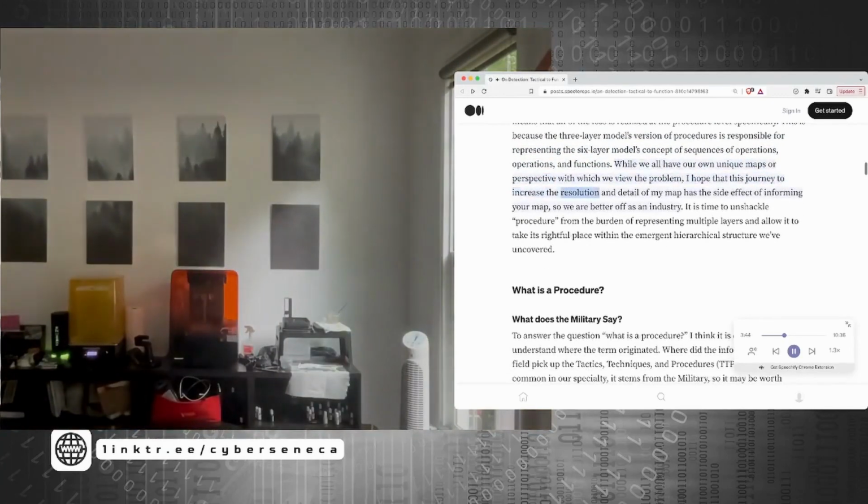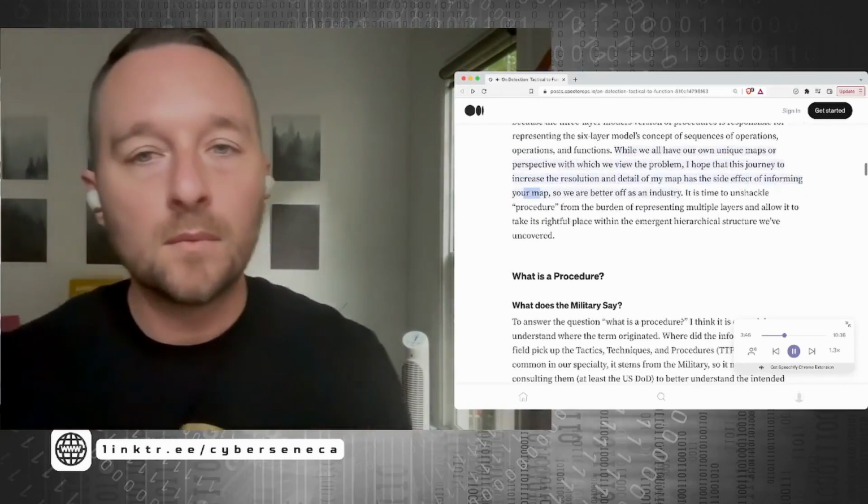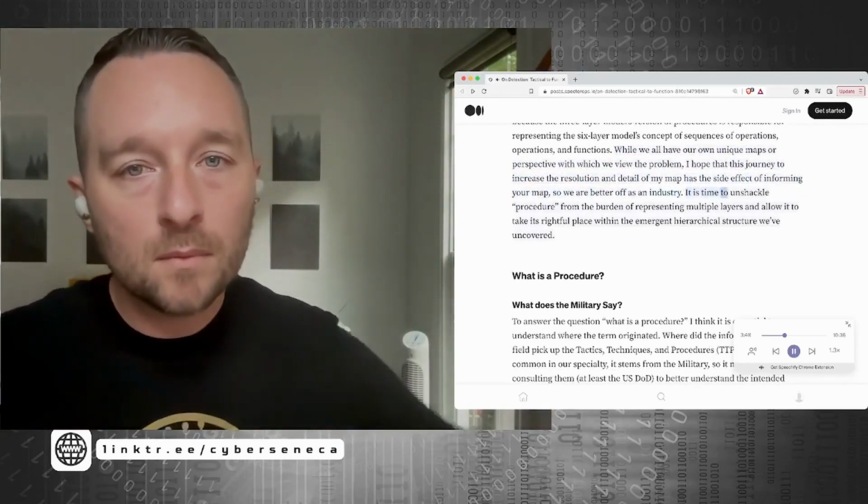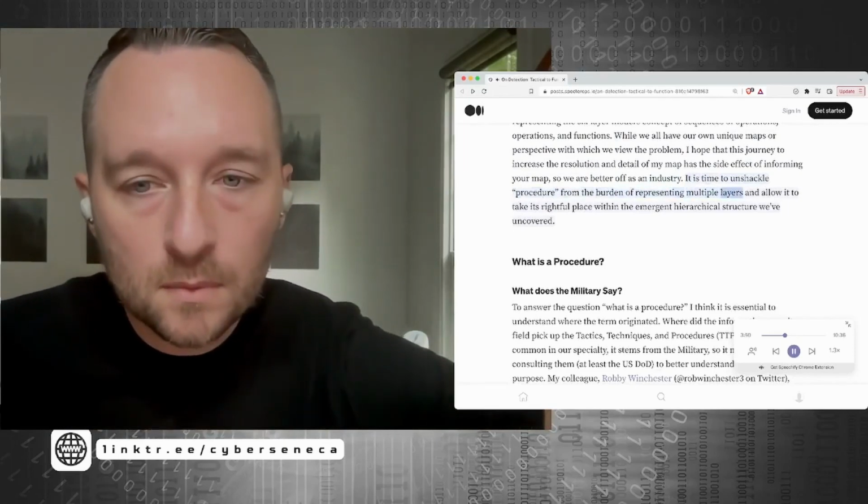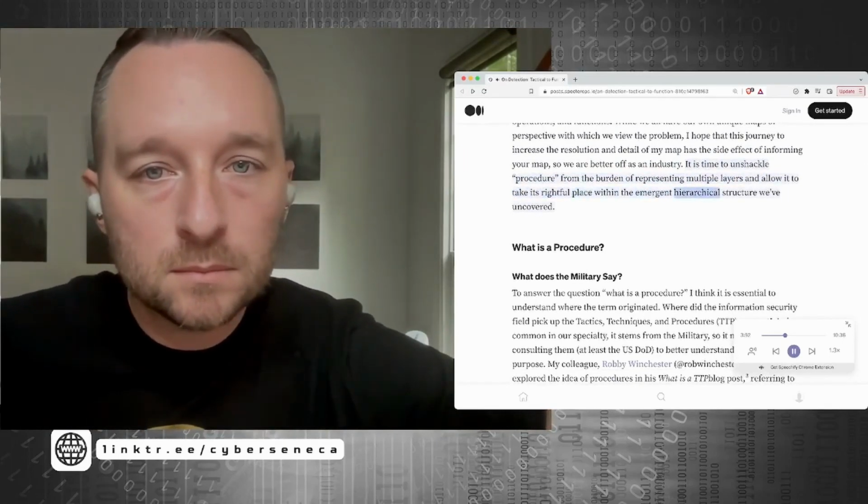While we all have our own unique maps or perspective with which we view the problem, I hope that this journey to increase the resolution and detail of my map has the side effect of informing your map, so we are better off as an industry. It is time to unshackle procedure from the burden of representing multiple layers and allow it to take its rightful place within the emergent hierarchical structure we've uncovered.